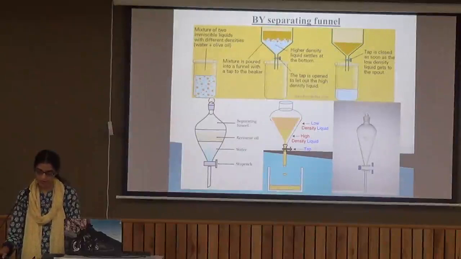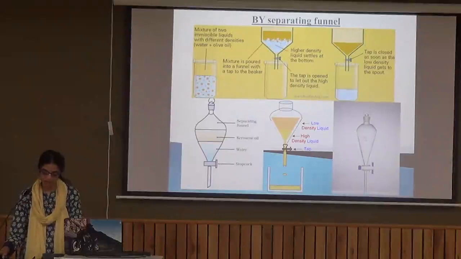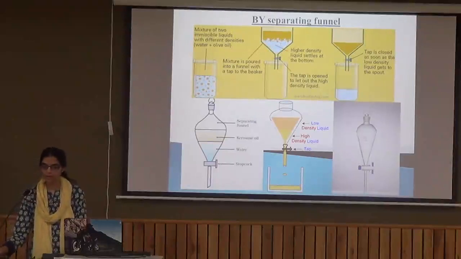The component with lower density is at the top and the component with higher density at the bottom. You can see the example here: kerosene oil and water separation, kerosene oil being lighter at the top and water comparatively denser at the bottom.